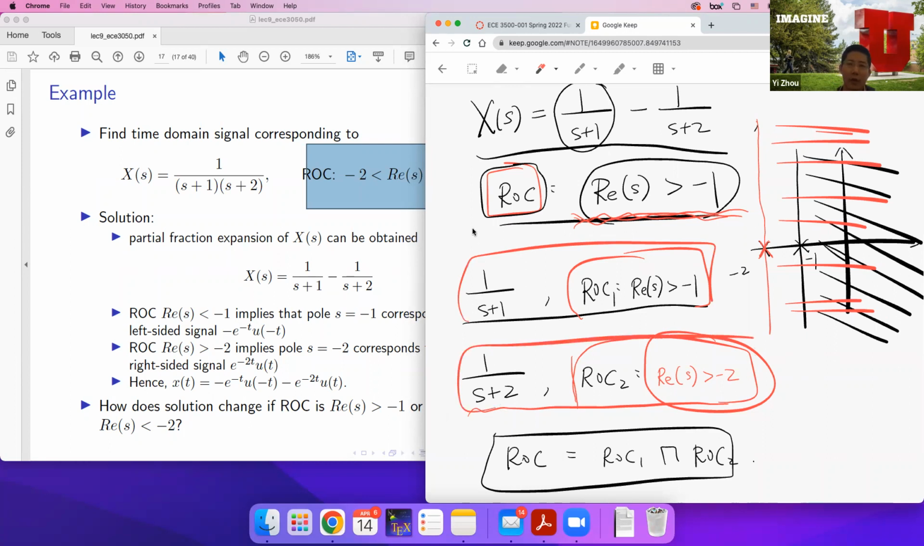So you start from this overall ROC, and finally we can get these two Laplace transforms. With these two, we can go back to the table and figure out their corresponding inverses. In this case, you can see that both of these Laplace transforms have right-sided ROC, which means the underlying signal is right-sided.